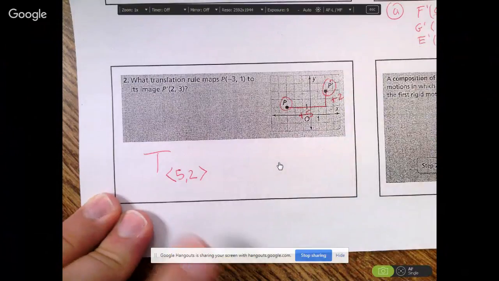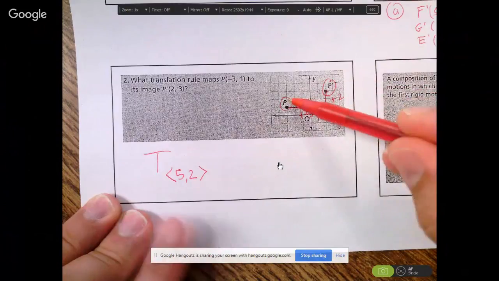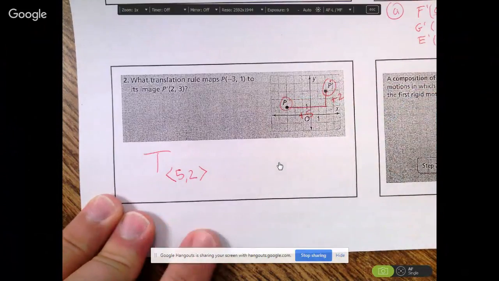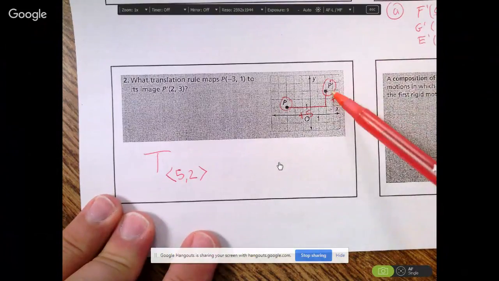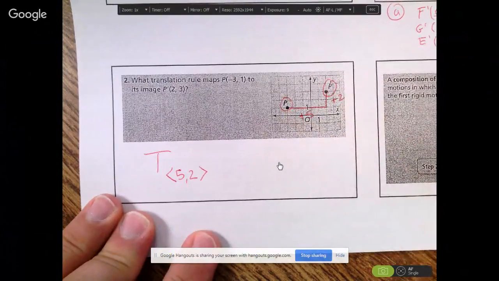Now, if I change where the primes were, if I had made this P and this P prime, then they would have been both negative. Do I need to say that again? Yeah, say it again. If this was P and this was P prime, it'd be -5, -2.